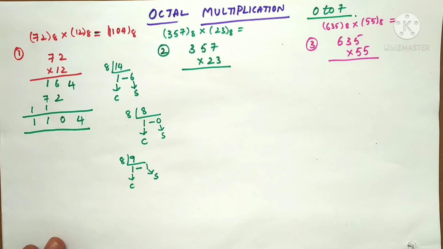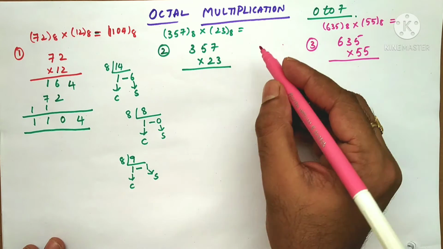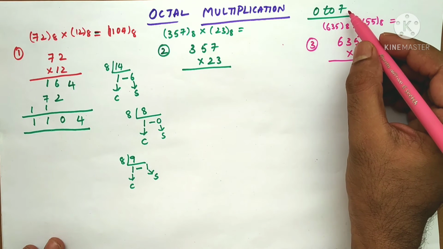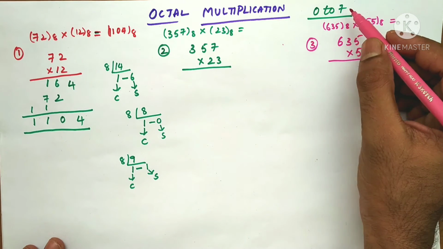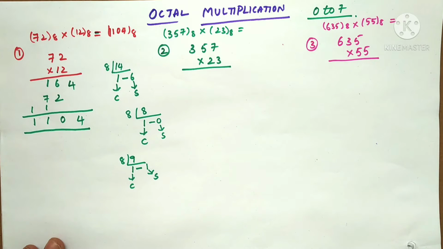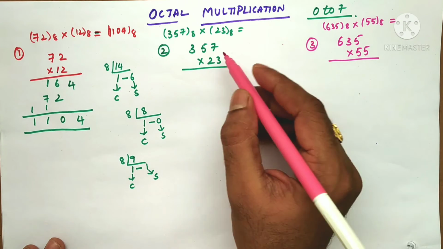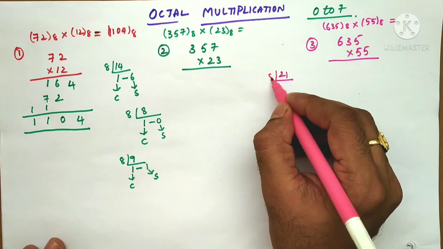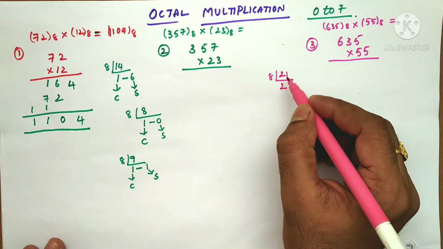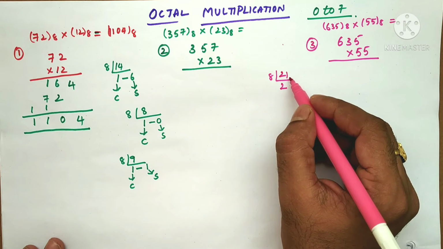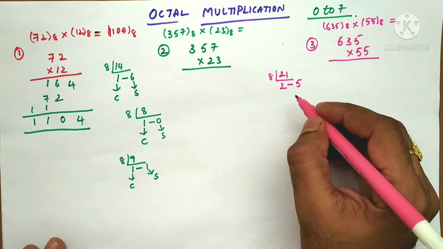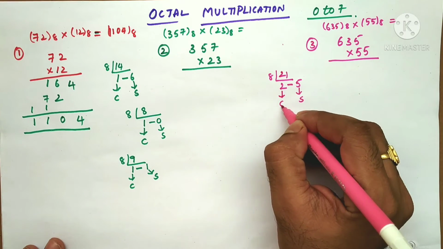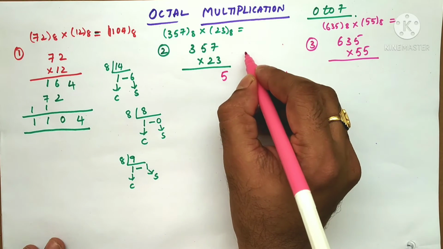Now let us move on to the second example. 357 base 8 into 23 base 8. Okay. 3 sevens are 21. 21 is not an octal number. It is a decimal number. So we have to convert this decimal into octal. So 21 by 8. 8 twos are 16. So the remainder is 5. So 5 is sum and 2 is carry. So 5 here and 2 here.